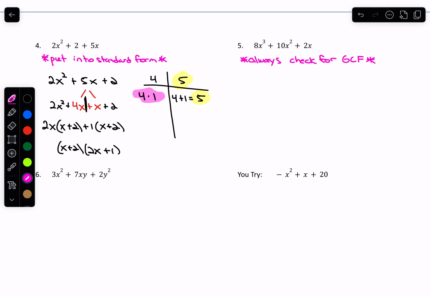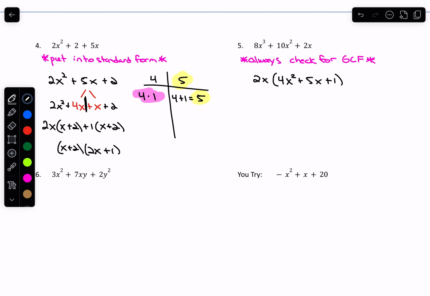Because if we try to do the process of the AC method right now, it's going to be harder than it needs to be, because all of these terms have something in common. In this case, 8, 10, and 2 are all divisible by 2, and every term has an x in it. So I'm going to pull 2x out to the front. That'll leave behind 4x squared plus 5x plus 1. And now I can proceed as normal.